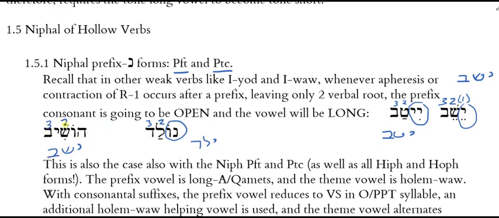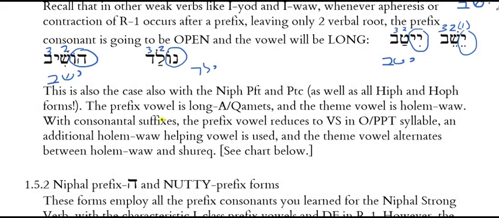And then the hifil of yashav, the hifil perfect, is hoshiv. Again, I only see roots 2 and 3 here. And then I have the hifil hey with its holam vav vowel after contraction. And so that's open and long. Okay? So this is quite frequent. Whenever we lose a root letter and are left with roots 2 and 3, my prefixes will be open and the vowel will be long.